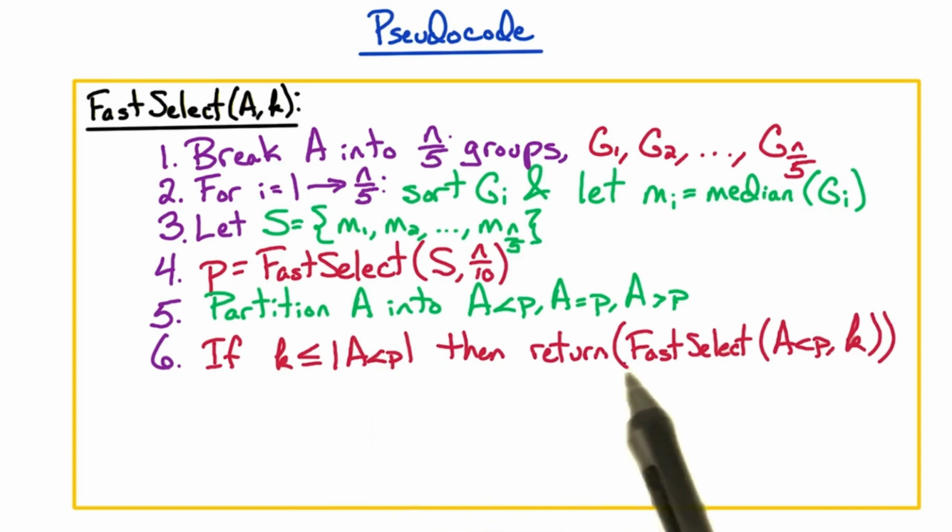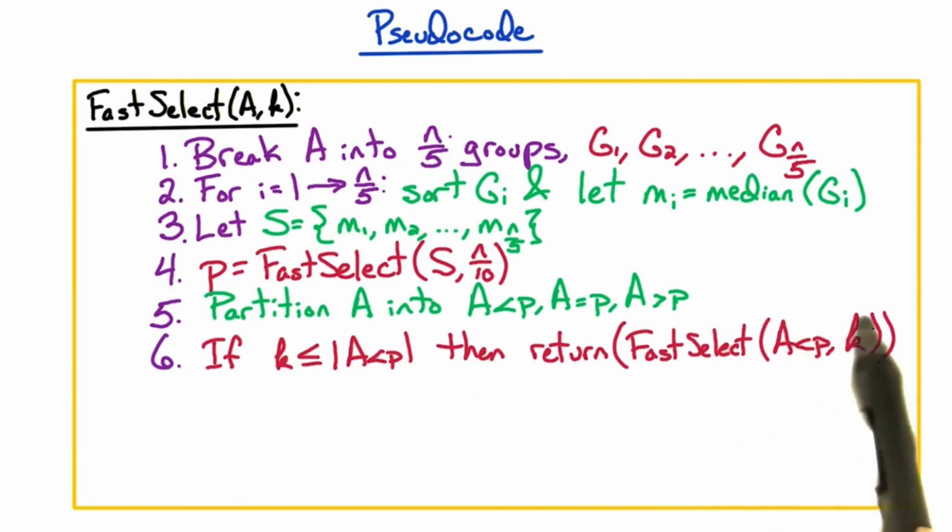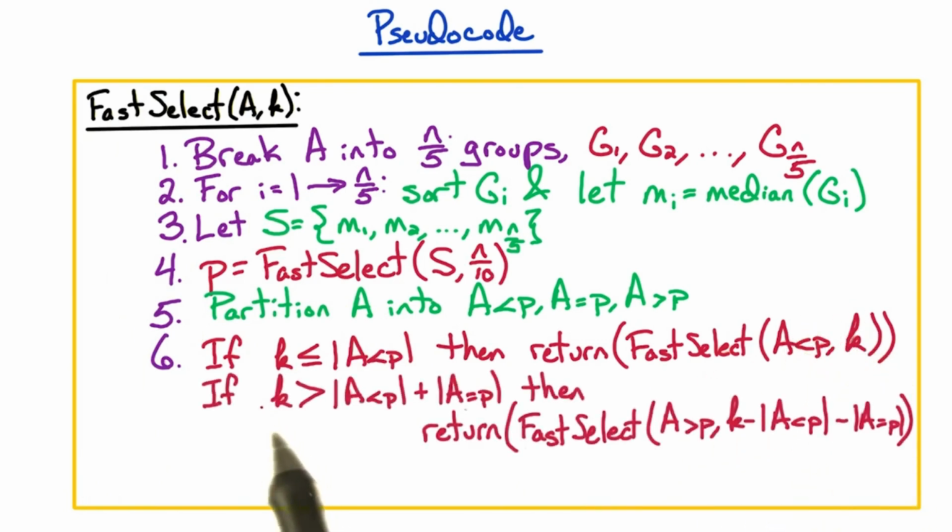So we recursively run this same fast select algorithm on the small set, looking for the k smallest. Now if k is big enough, in particular if k is bigger than the size of the small set plus the equal set, then we know the k smallest lies in this big set. So we recursively run fast select on the big set with this k scaled. So we set k equal to k minus the size of the small set and the size of the equal set, this part that we discarded.